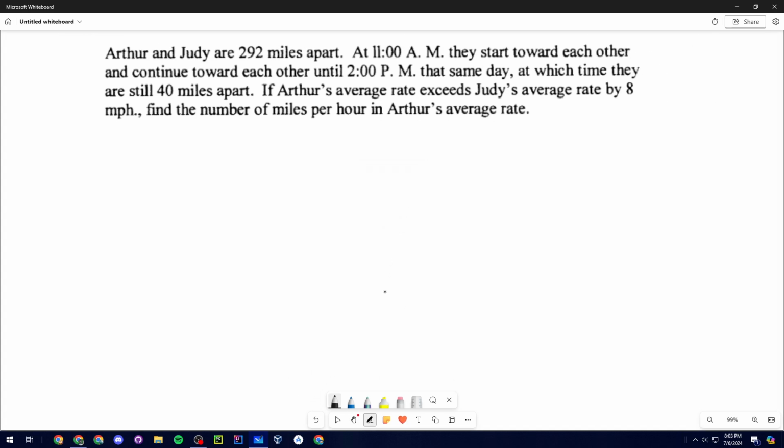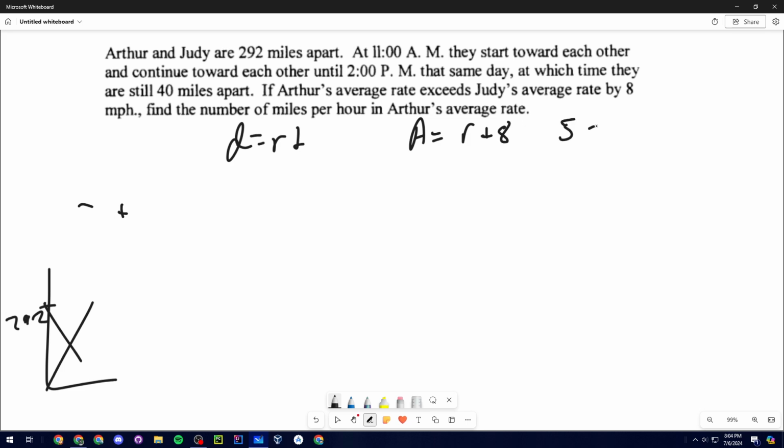Arthur and Judy are 292 miles apart, so this tells me this is going to be a D equals RT problem. At 11 a.m., they start and continue toward each other. So one of the rates is negative, the other is positive, because if you think of a graph, one's going like this, one's going like that. And this point is at 292. I don't know any of the rates, but I know Arthur's is R plus 8, while Judy's is R. And I need to solve. Oh, and this sentence is pretty helpful too. I just skimmed the problem and completely skipped that sentence. Okay.